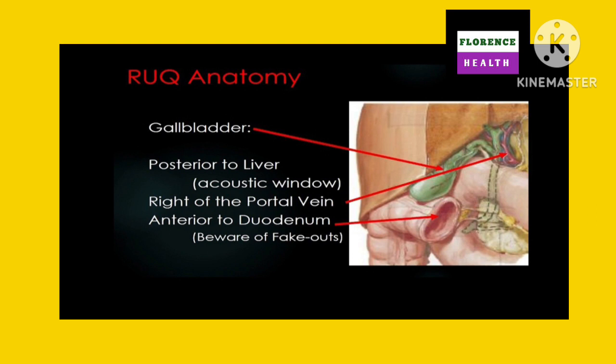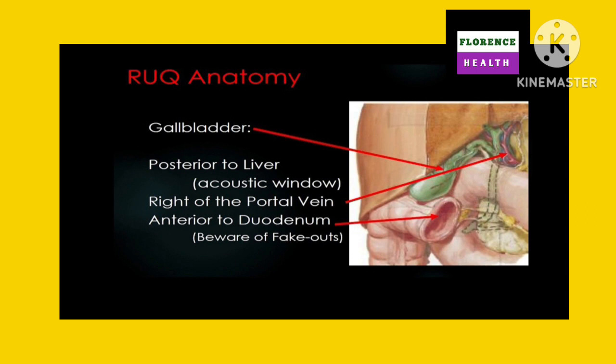This slide shows how the gallbladder is related. The gallbladder is present just posterior to the liver, to the right of the portal vein, and anterior to the duodenum. Remember, the gallbladder is just beneath the liver, where the liver acts as an echoing window. In other words, when I see the image on the screen, I will first see the liver, then I will see the gallbladder.